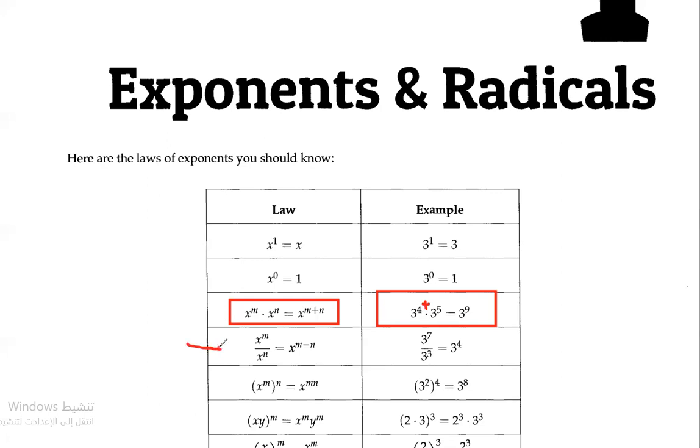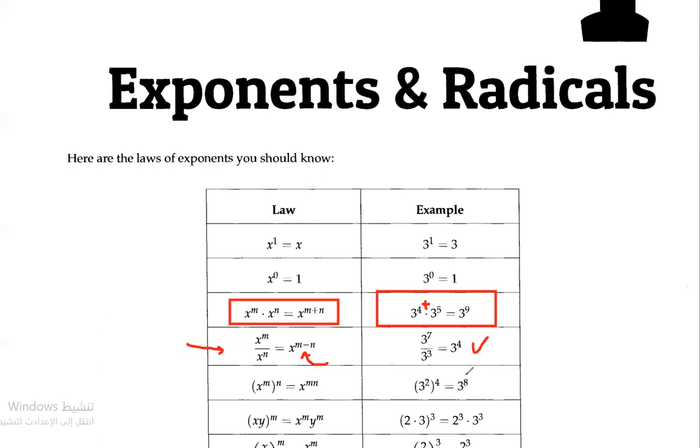In division, what do we do, Zainab? We subtract. In division we subtract. x to the power m divided by x to the power n, we subtract the exponents. We subtract the exponent. 3 to the power 7 divided by 3 to the power 3 equals 3 to the power 4. We subtract 7 minus 3 equals 4. Do you understand? Is it clear, Zainab?